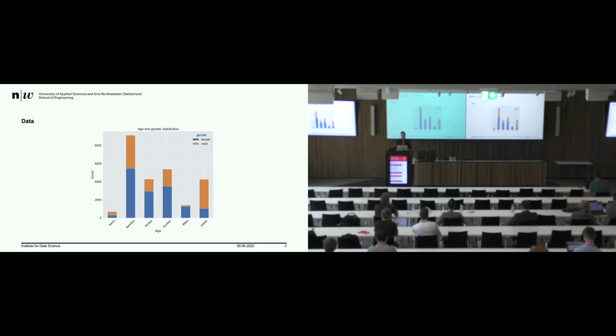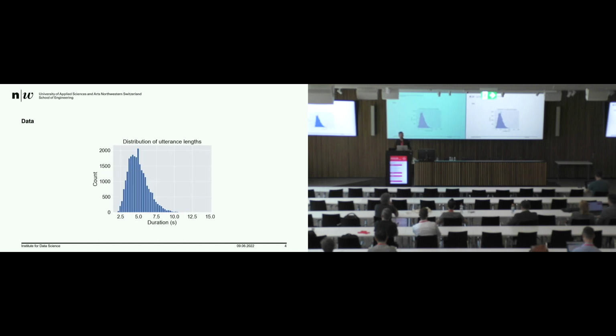Here in this plot you see the age and gender distribution over the collected data. When we collected that data, we tried to have more or less even distribution between the gender and also between the age groups, so that we can tell if systems are too biased towards male or female voices or biased towards a certain age group.